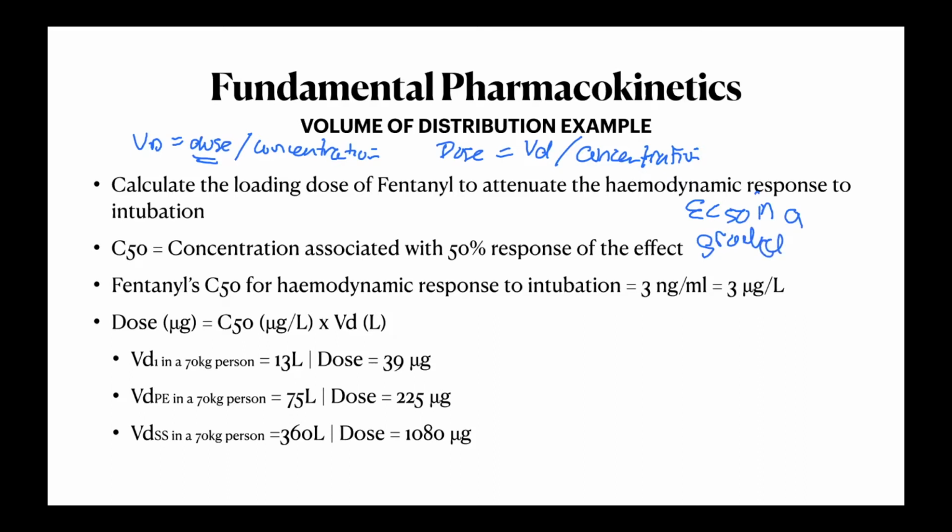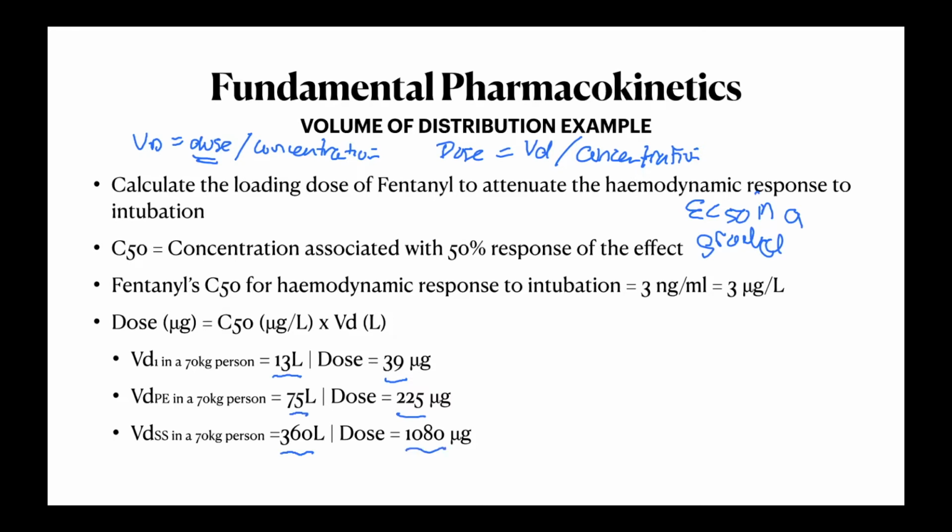So now we're going to calculate what dose we should give. And you can see in this example that we've got known volumes of distribution for the different types. So VD1 is 13 liters, the volume of distribution at peak effect is 75 liters, and the volume of distribution at steady state is 360 liters. And using the formula, dose equals volume of distribution times concentration, we get a dose of 39 mics, so 39 micrograms, 225 mics, or 1,080 mics.